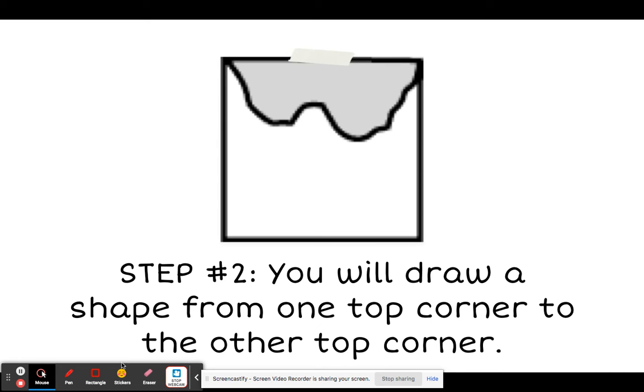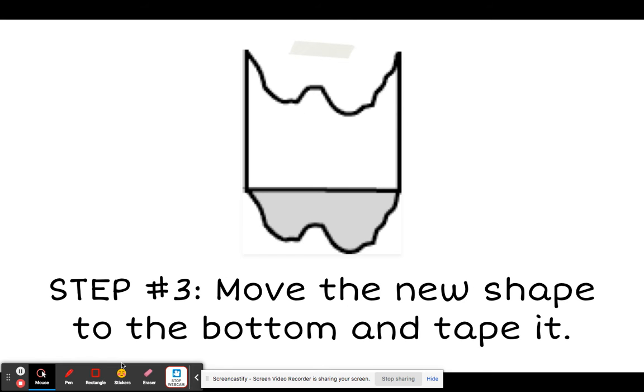So step 2, you're going to draw a shape from one top corner to the other top corner. That shape can be anything. It could be squiggly. It could have curved lines. It could have straight lines. It doesn't matter. Just start in one corner, go to the other corner. And actually, technically, you don't have to even go from corner to corner. As long as you aren't going back to any other sides, you can go anywhere on the top to anywhere else on the top.